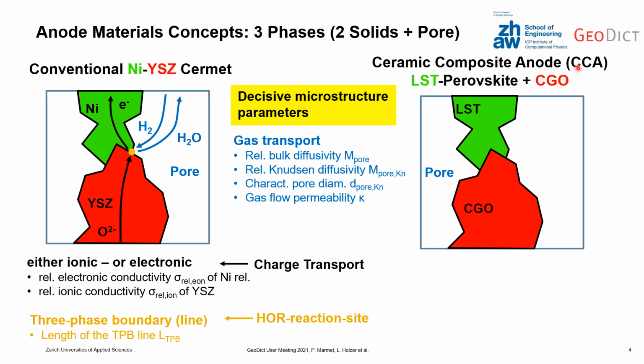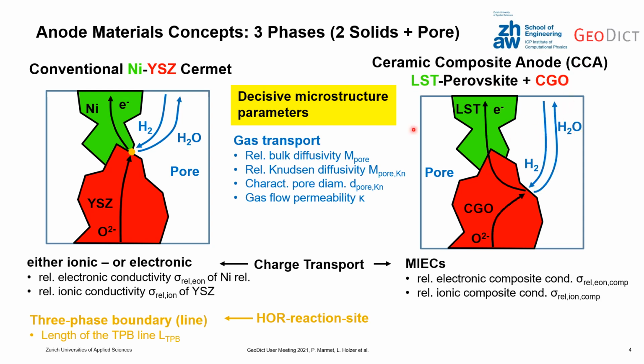The ceramic composite anodes are an alternative concept, for example with an LST perovskite and ZHAW. Of course, for the pore phase that's the same, but for the charge transport it's different because both of these phases are mixed ionic electronic conductors. That means both phases conduct to some extent the ions and the electrons, and therefore the relative composite conductivity is of importance. The reaction takes place predominantly on the two-phase boundary of ZHAW, so the ZHAW pore interface area is a very important parameter for the kinetics here.